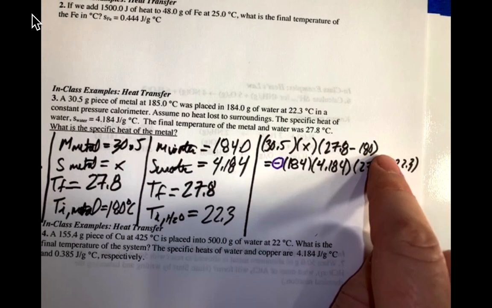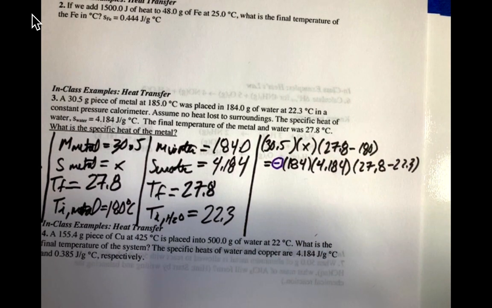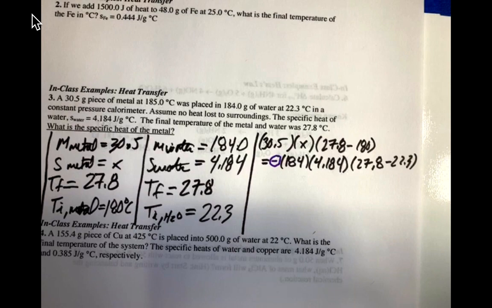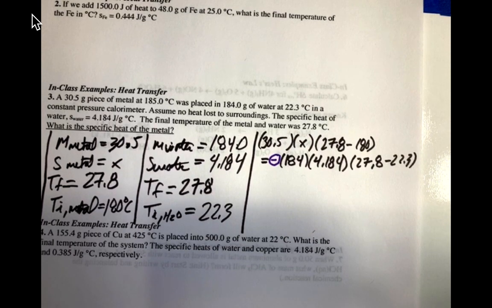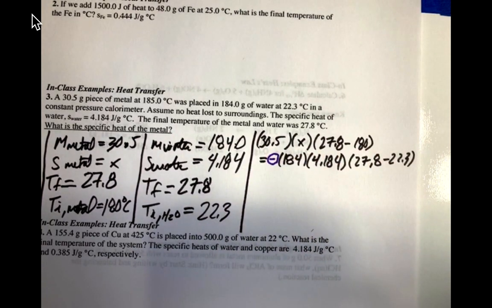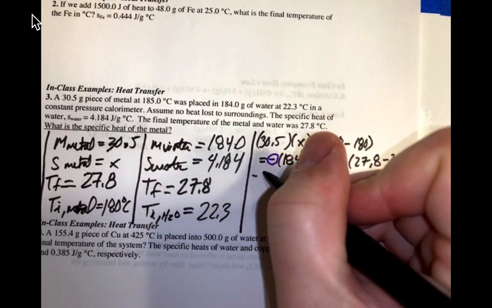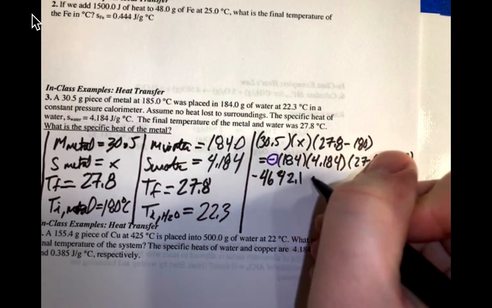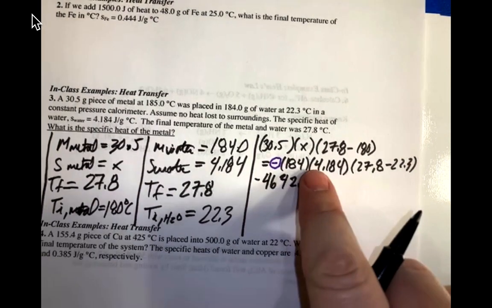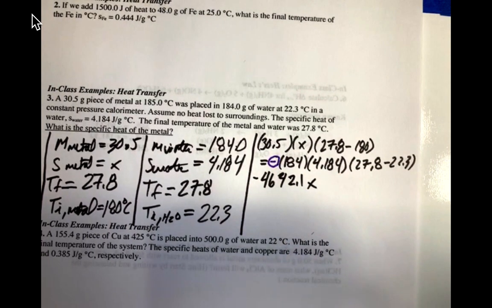All right, now this top part, I'm going to do 30.5 times parenthesis 27.8 minus 180, close parentheses. Since it is multiplication, I can do this in any order. And from that work, I get minus 42.1x.